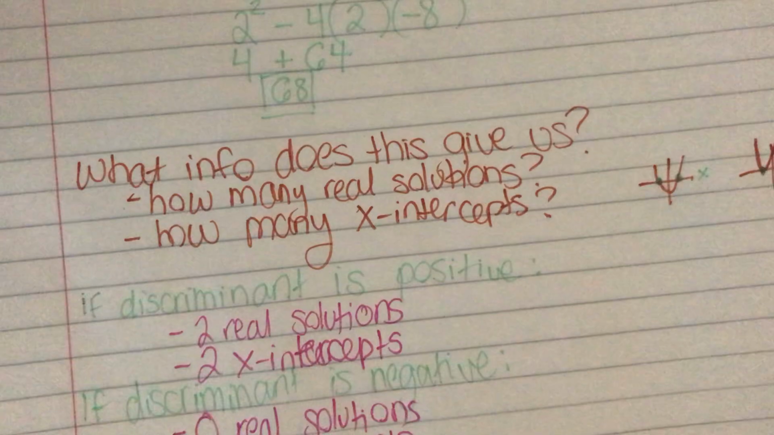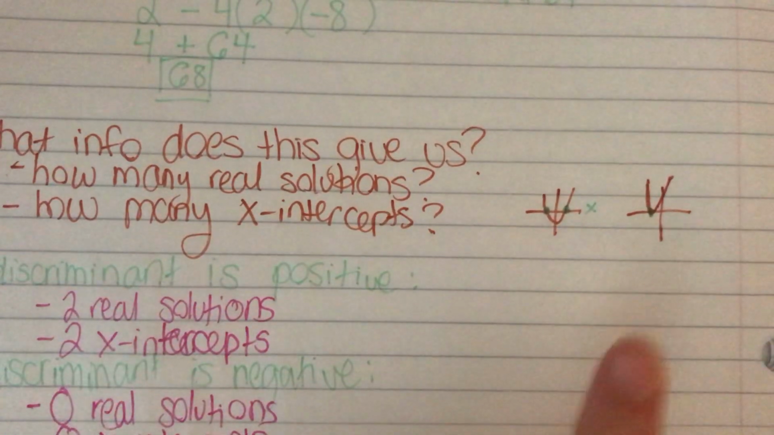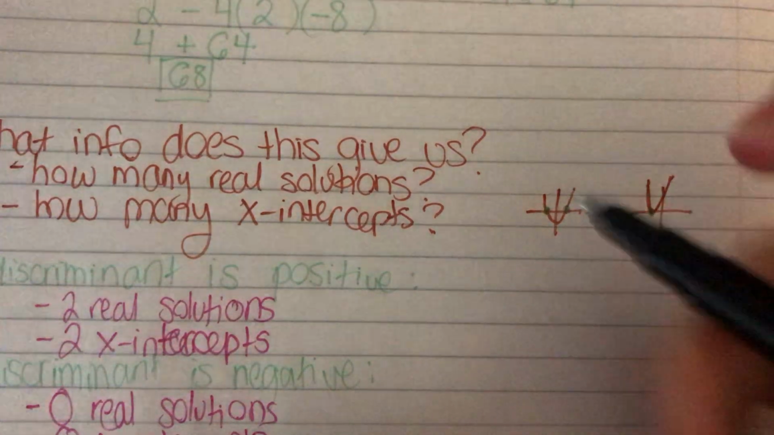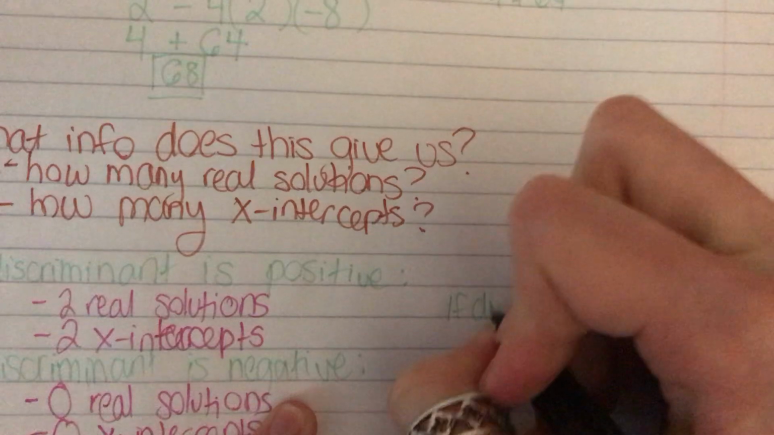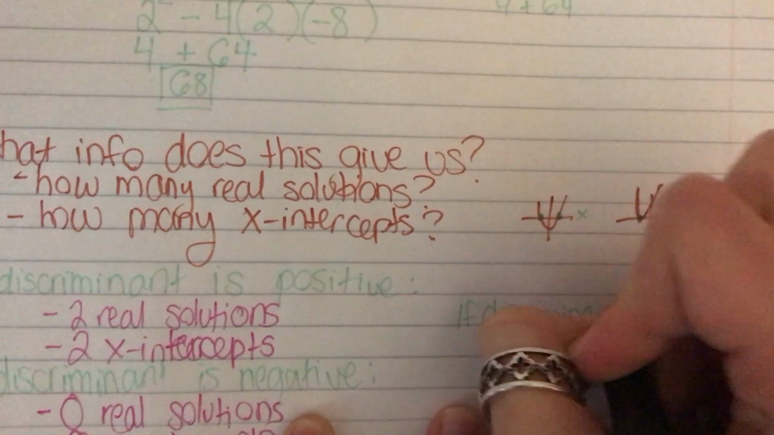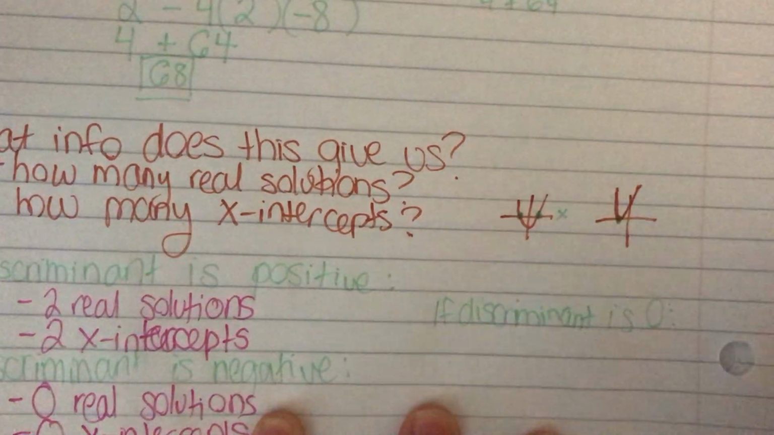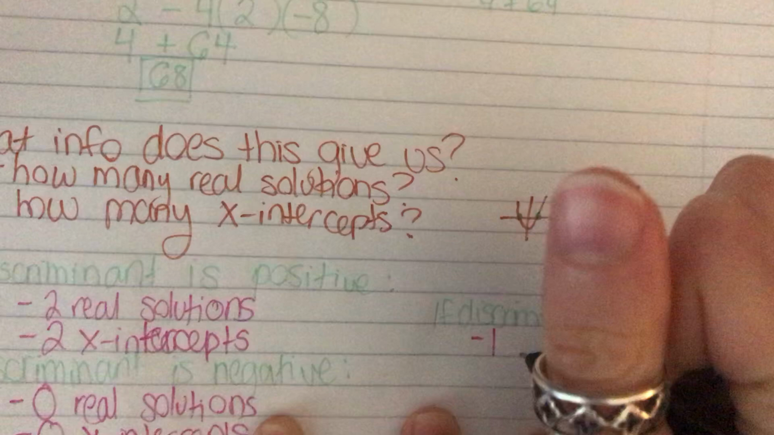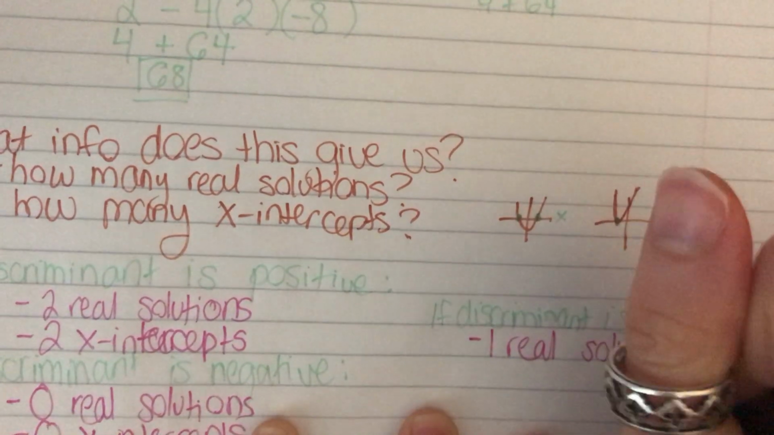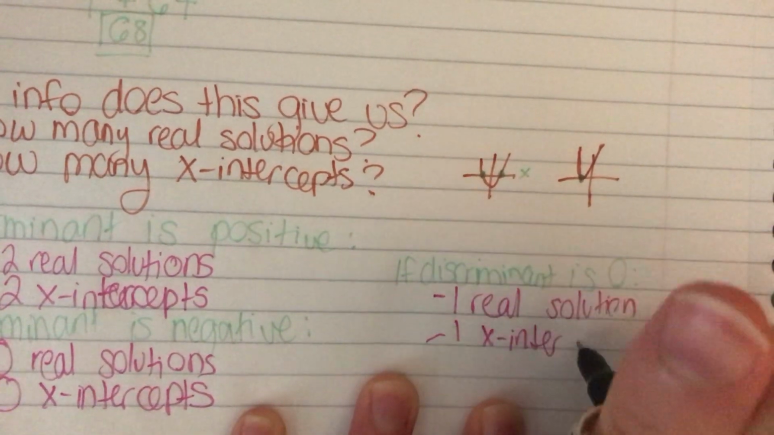Okay, and then the only other option, we could have a number that's positive, we could have a number that's negative, and the only other option would be if the number was 0. So if the discriminant is 0, that will give us the information that the equation will have one real solution and one x-intercept.